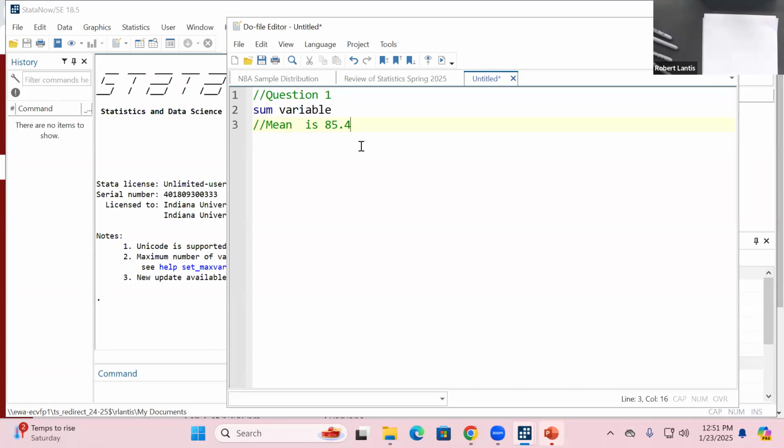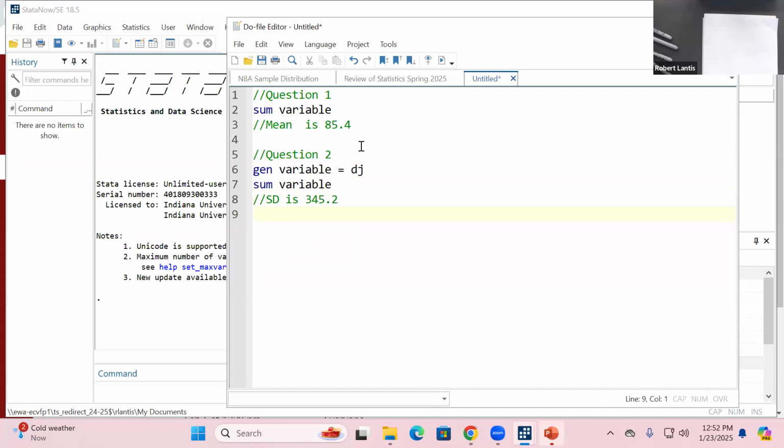And then maybe the next question, I don't remember what I asked you to do, but question 2, you'll have, generate some variable equal to blah, blah, blah. And then maybe I ask you a question about that variable. Maybe I ask you what's the standard deviation. So you say, okay, well, I created this variable. Now I need to summarize it to get the standard deviation.